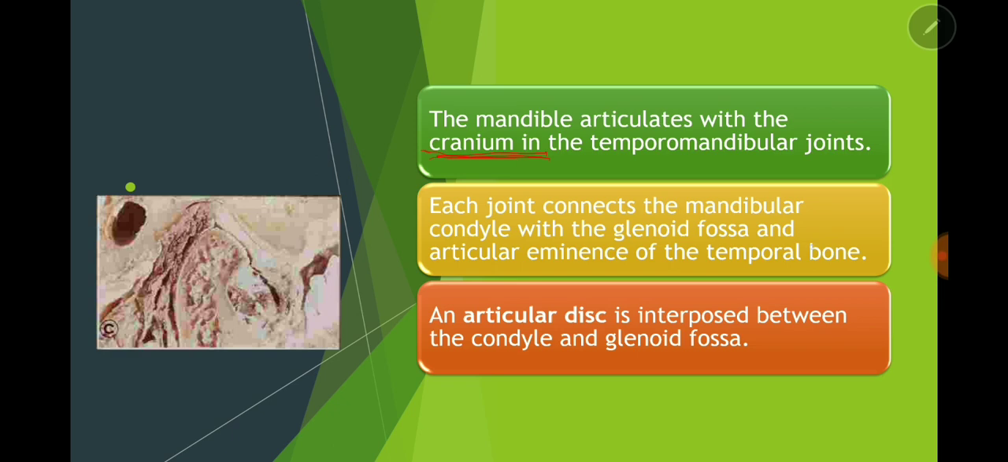Each joint connects the mandibular condyle with the glenoid fossa and the articular eminence of the temporal bone. So which bone do you find the articular eminence in? The temporal bone makes up the articular eminence. The articular disc is interposed between the condyle and the glenoid fossa. You can appreciate on this image the condyle, and this articular disc right here. The way you identify the articular disc, it looks like a bow tie, or sometimes the shape of a bone.